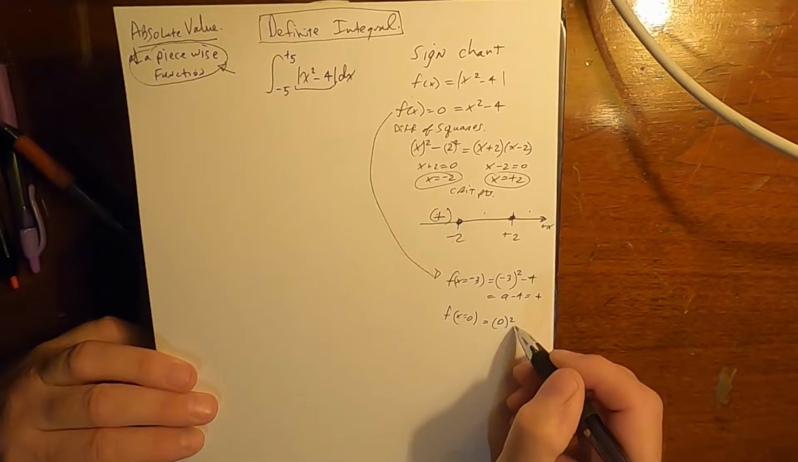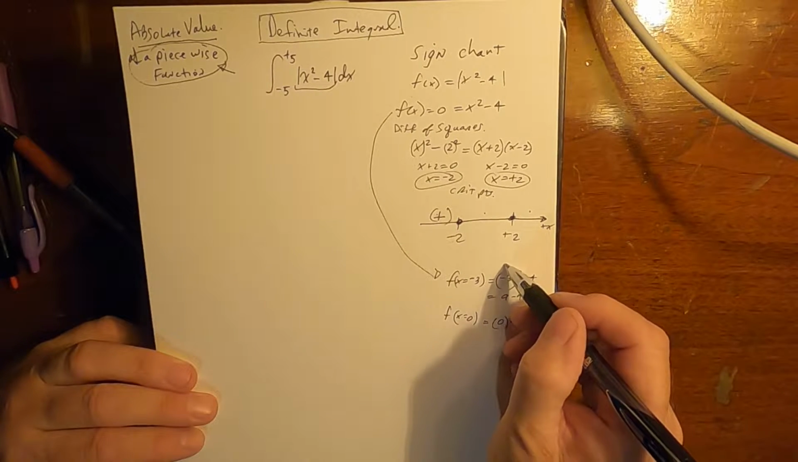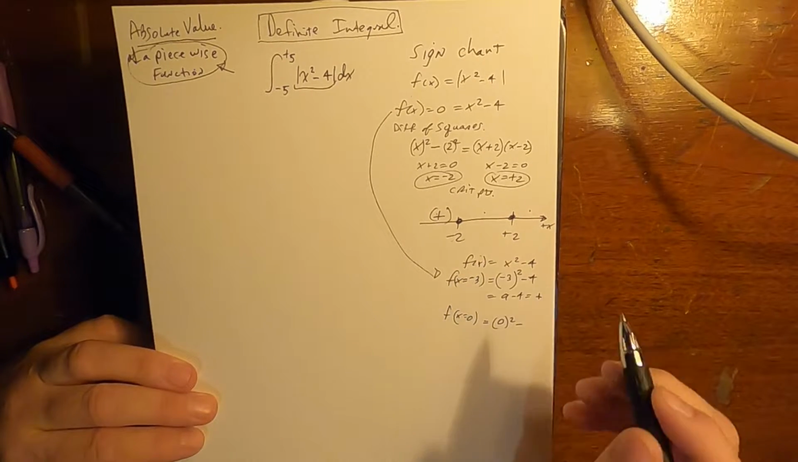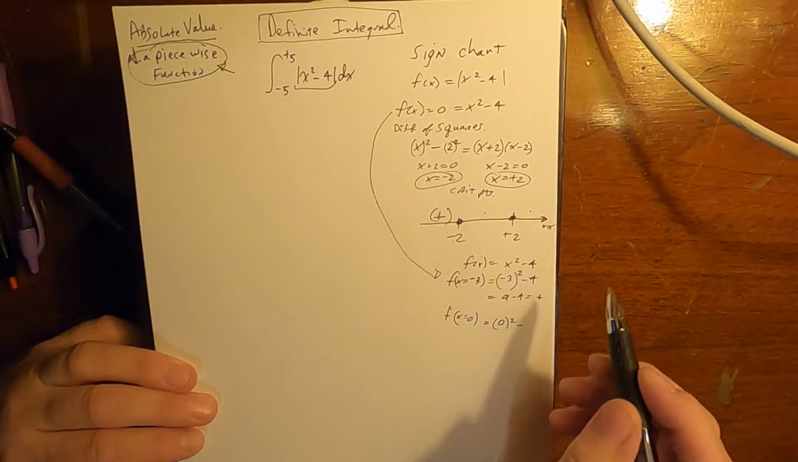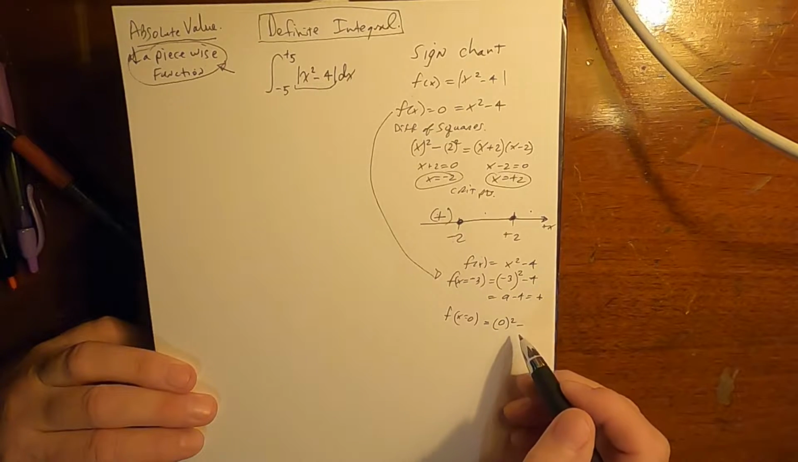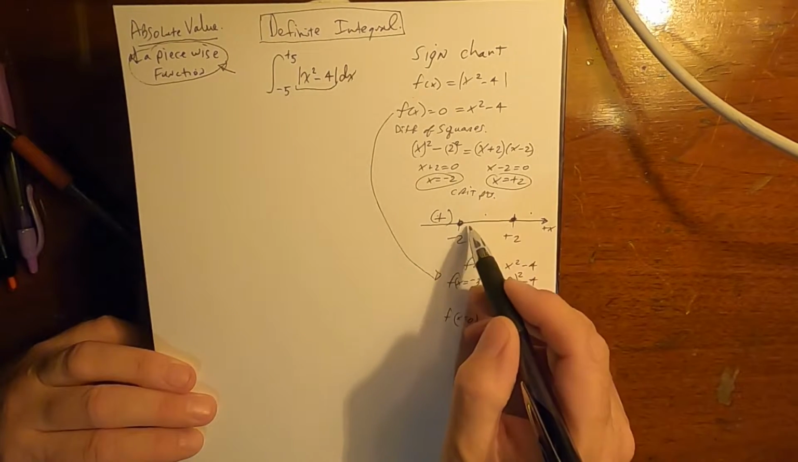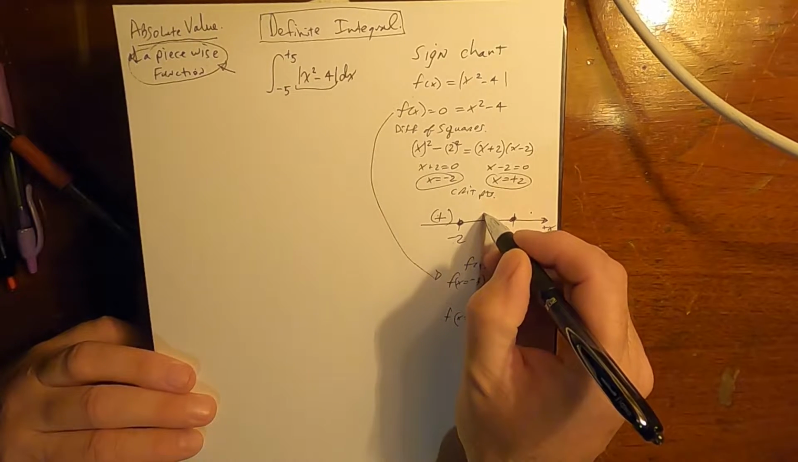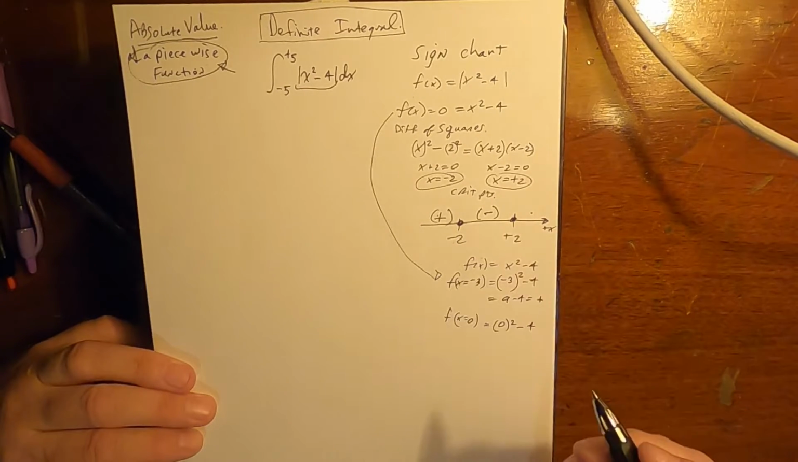I get 0 squared minus 4. This is your function here, x squared minus 4, that's your f of x. So you're putting it basically in the function, and you're finding out what would come up in the space between these two critical values, and that would be a minus 4. So I have a minus sign here.